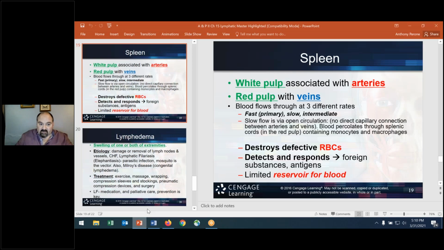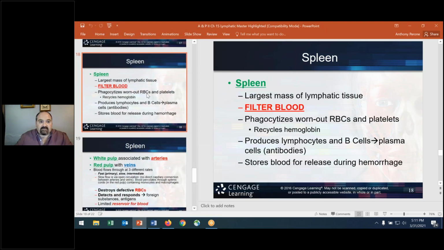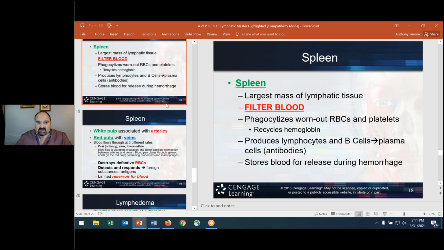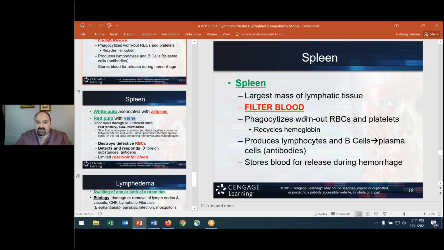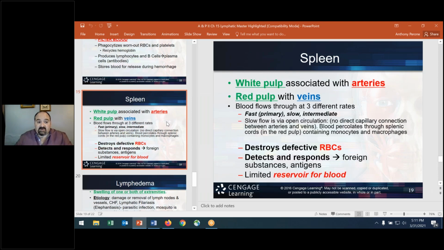So let me come back here for a moment. Just know that the spleen is not producing these cells. The red bone marrow is producing the cells. But these cells are present within the spleen because they're involved in the immune response. So just know that, okay?